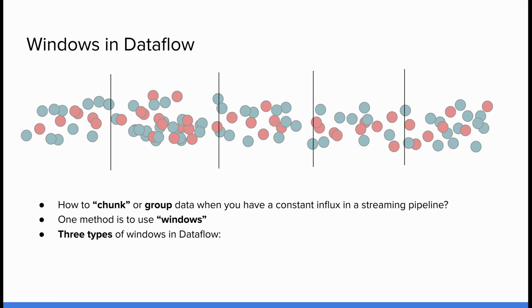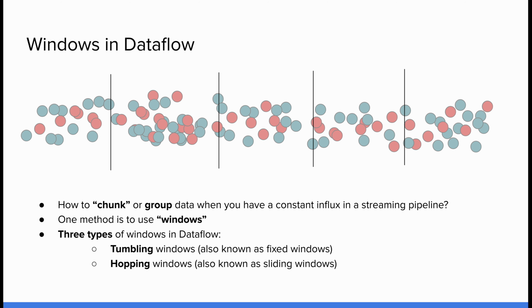There are three types of windows in Dataflow: tumbling windows, also known as fixed windows, hopping windows, also known as sliding windows, and session-based windows. We'll be going over each one of these in the following slides. With tumbling windows, also known as fixed windows, data is divided into distinct, non-overlapping intervals of time. Each window is a fixed size and does not overlap with other windows.